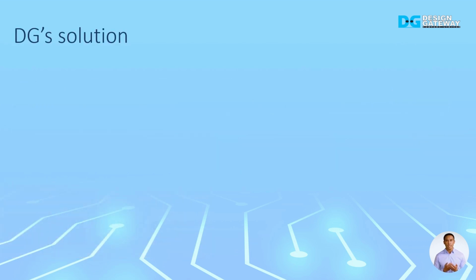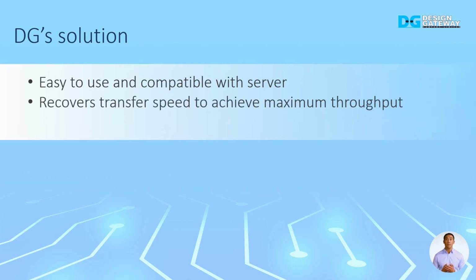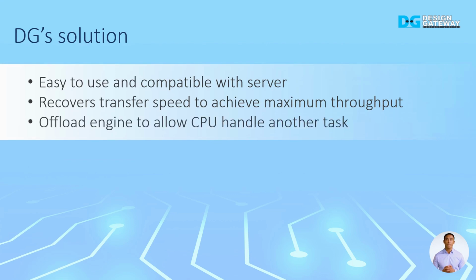To address these limitations, DG provides a hardware solution for TLS 1.3. This solution is easy to use and compatible with servers, and it can recover transfer speed to achieve maximum throughput. Additionally, it functions as an offload engine, allowing the CPU to handle other tasks.